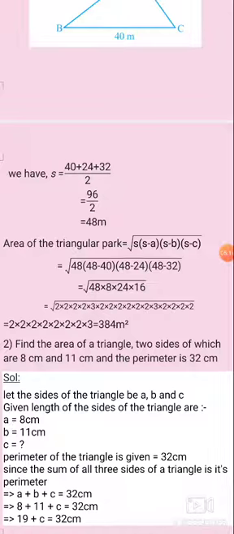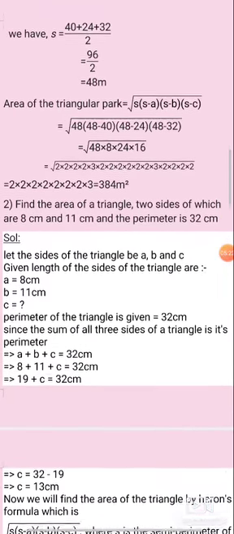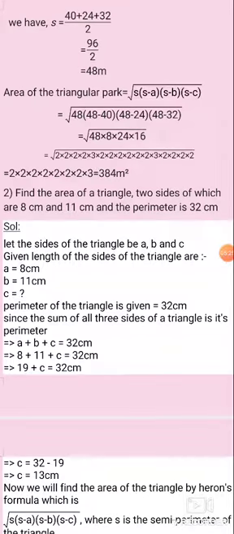So 8 plus 11 is equal to what? 19 plus the third side C is equal to 32, the perimeter. So C is equal to what? 32 minus 19 is equal to 13 centimeter.